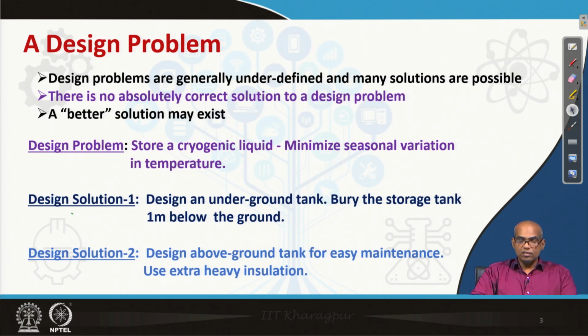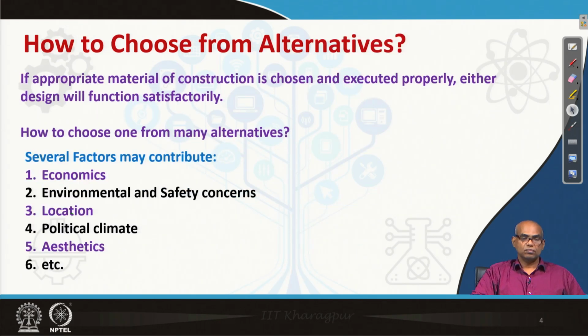Another design solution may be you design an above ground tank for easy maintenance and you use extra heavy insulation to minimize the seasonal variation in temperature. The second solution is you design the tank above ground, but use extra heavy insulation for minimization of seasonal variation in temperature. Now, if appropriate material of construction is chosen and executed properly, either design can function satisfactorily.